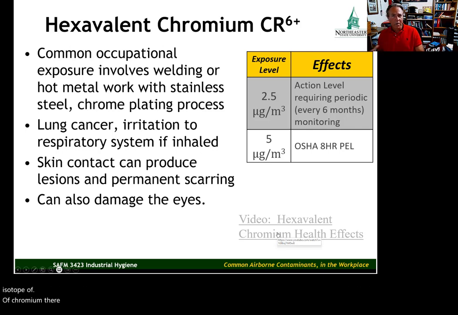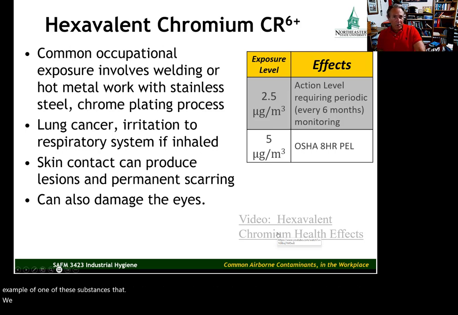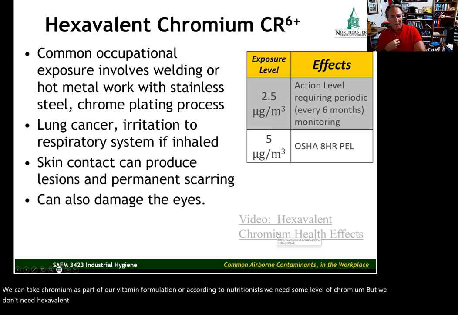There are several different chromium forms, and this hexavalent form is the most dangerous. There are other forms that have dangers as well, but the hexavalent form is considered most dangerous. Again, chromium is another example of one of these substances that we can take as part of our vitamin formulation. According to nutritionists, we need some level of chromium, but we don't need hexavalent chromium. The chromium that's in our vitamins that we need for our nutritional health is a different form of chromium.